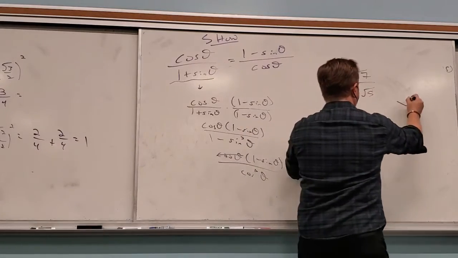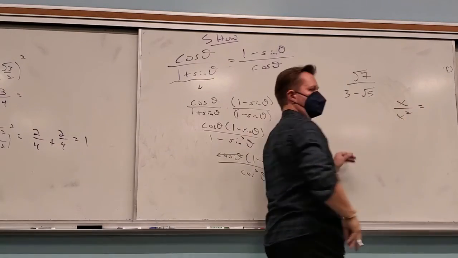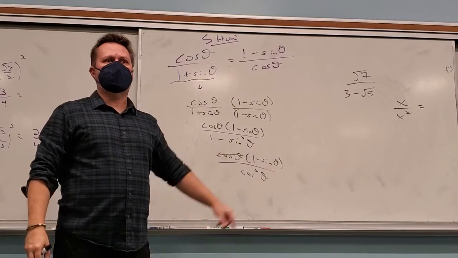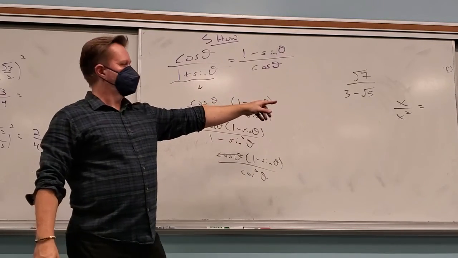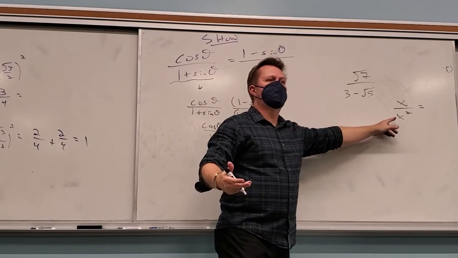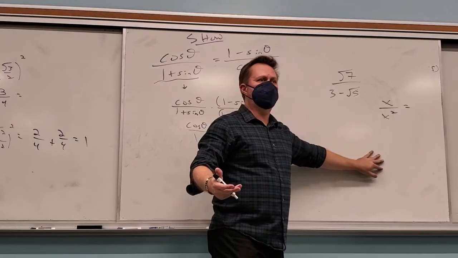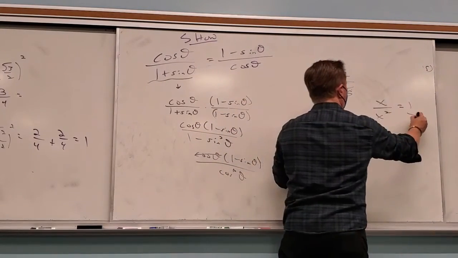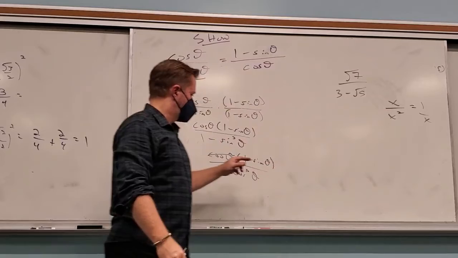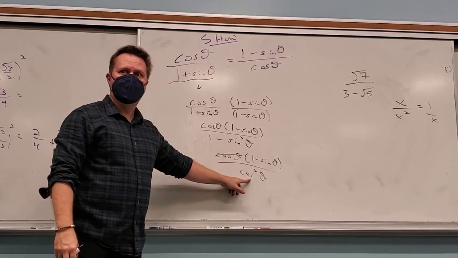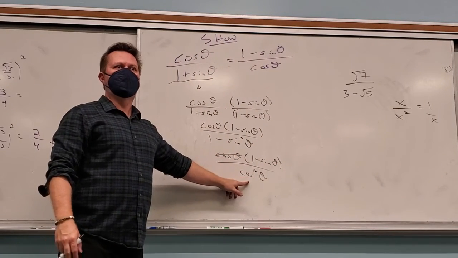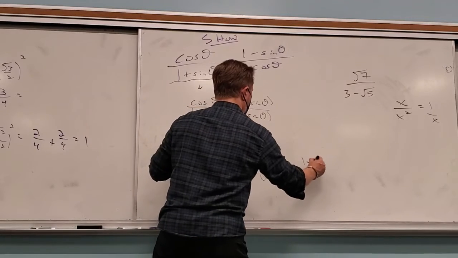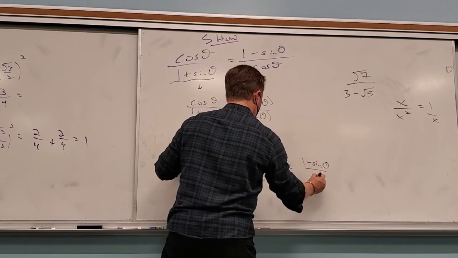The same way, what do you do with this? If I gave you this, what would you do? X over x squared. What would you do? How many x's are left? 1 on the bottom, right? Because 1x cancels. Same thing here. How many cosines cancel? 1 of them. How many are left? 1 on the bottom. So this is 1 minus sine theta over cosine theta.